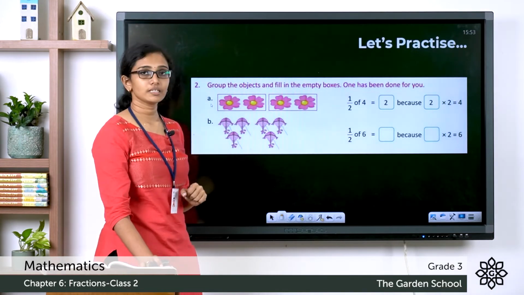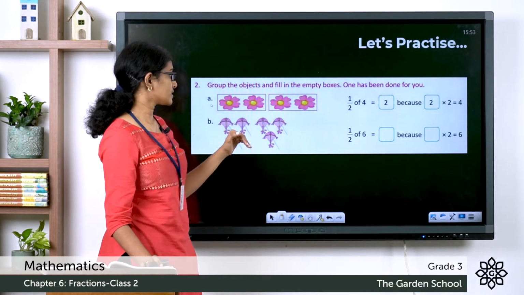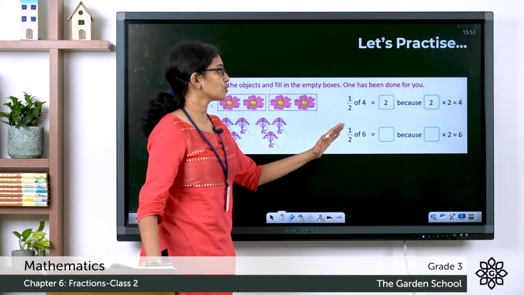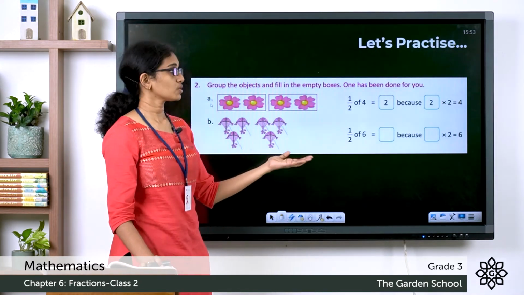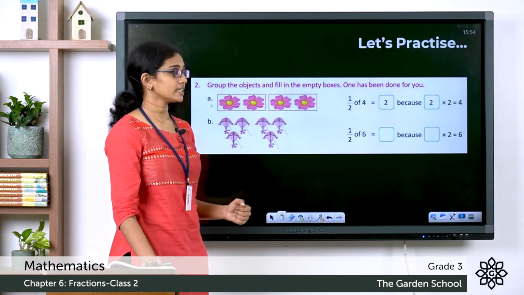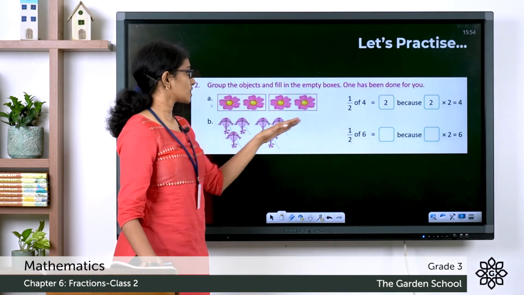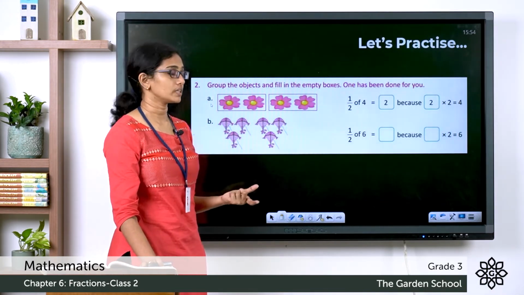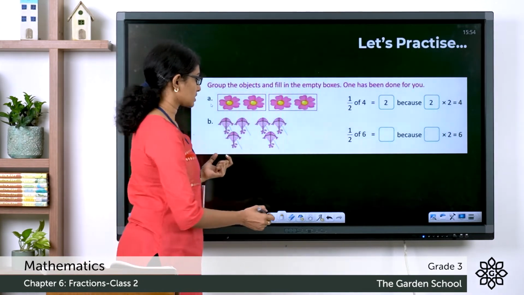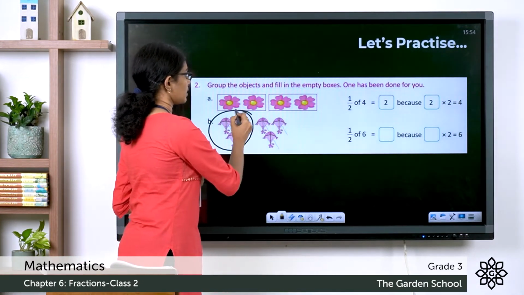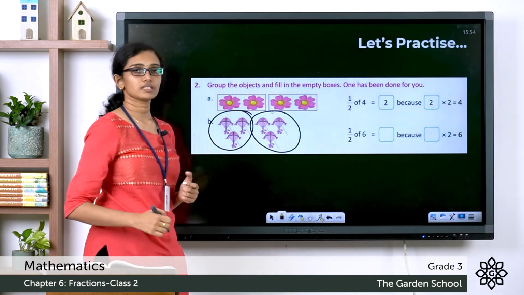Now, question B. You can see kites here. There are a total of 6 kites here. The question is 1 by 2 of 6 is equal to dash because dash into 2 is equal to 6. 1 by 2 of 6 means you have to divide this 6 into 2 equal parts, 1 by 2 or half it. So how would you divide these 6 kites into 2 equal parts? This is one part. This is the second part.